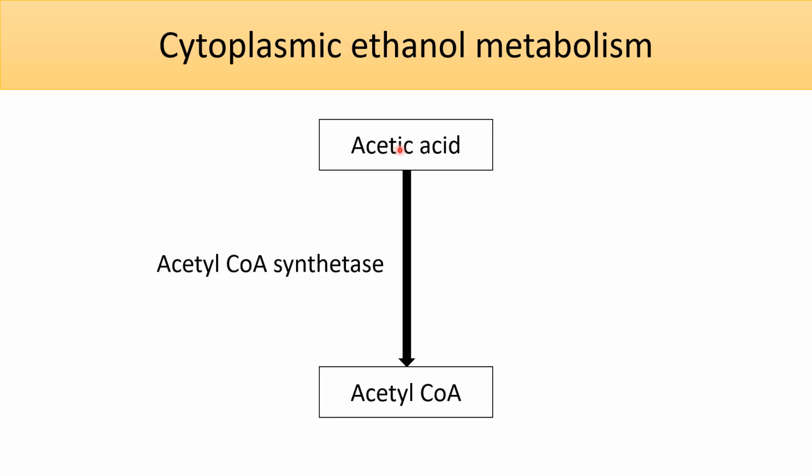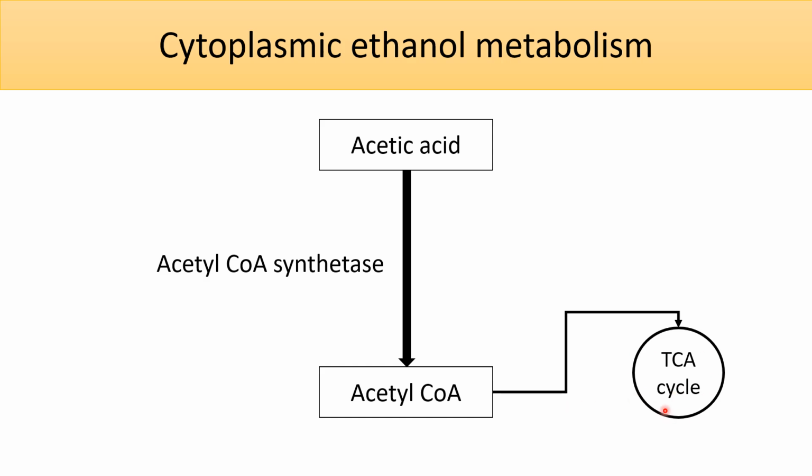Now this acetic acid will get converted to acetyl-CoA by the enzyme acetyl-CoA synthetase. This acetyl-CoA will enter the TCA cycle to produce NADH and FADH2, which will enter the electron transport chain to produce ATP. So this is how ethanol, the commonly consumed alcohol, will be metabolized in liver in our body.